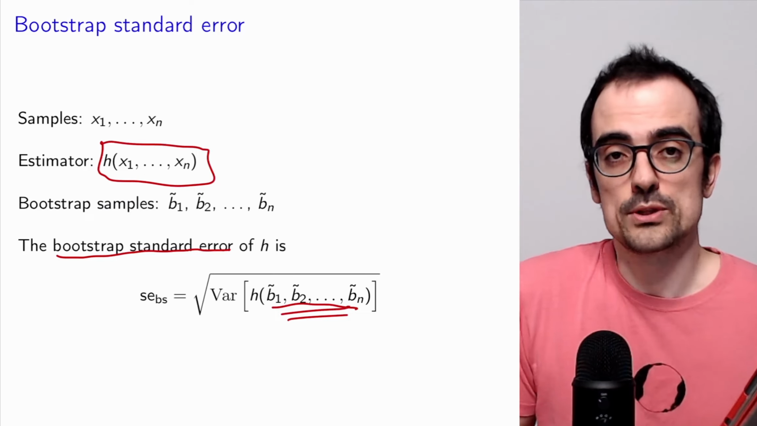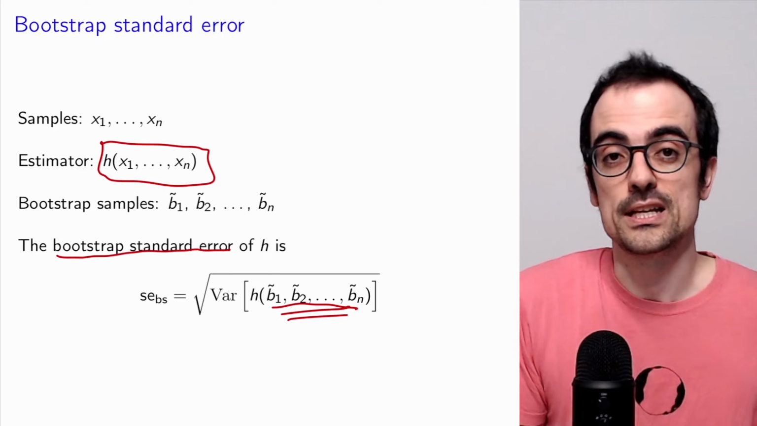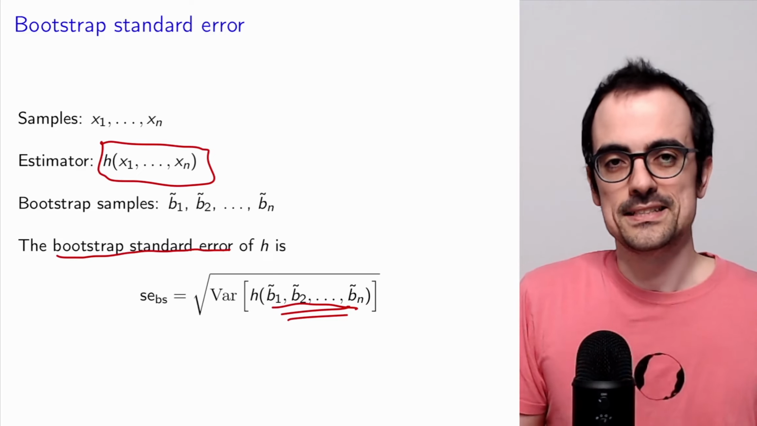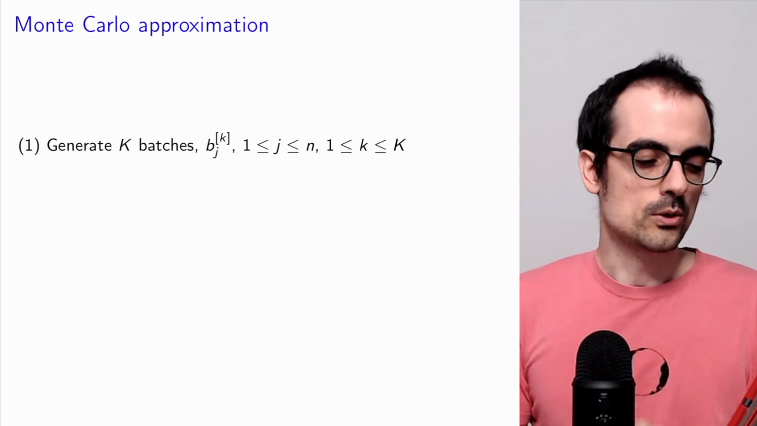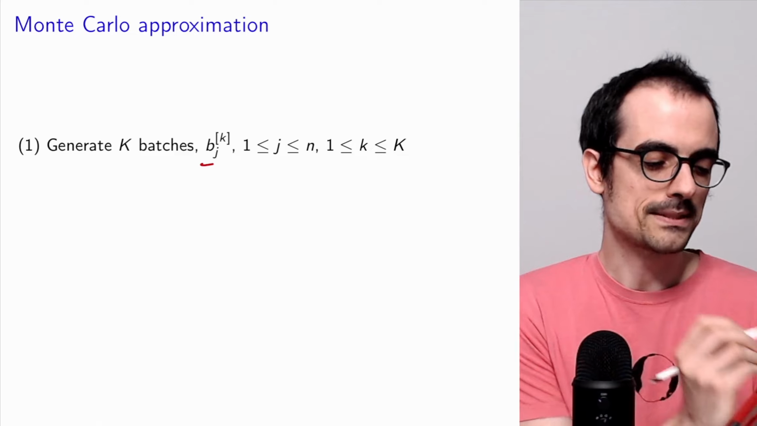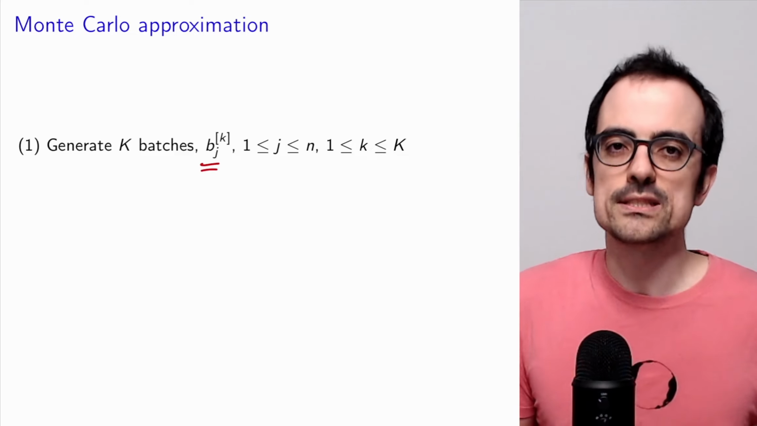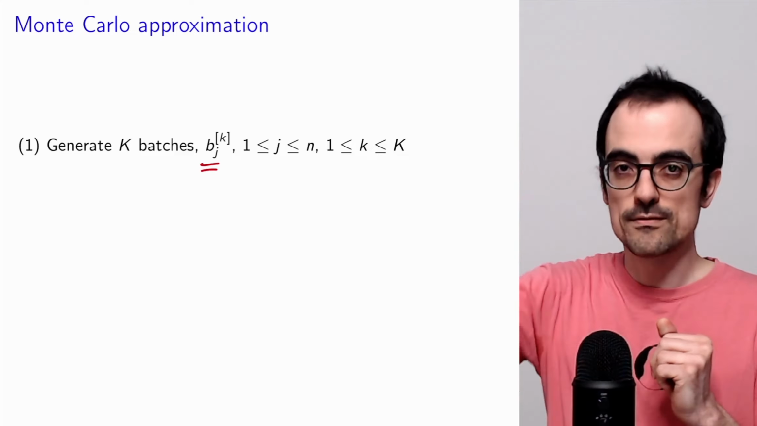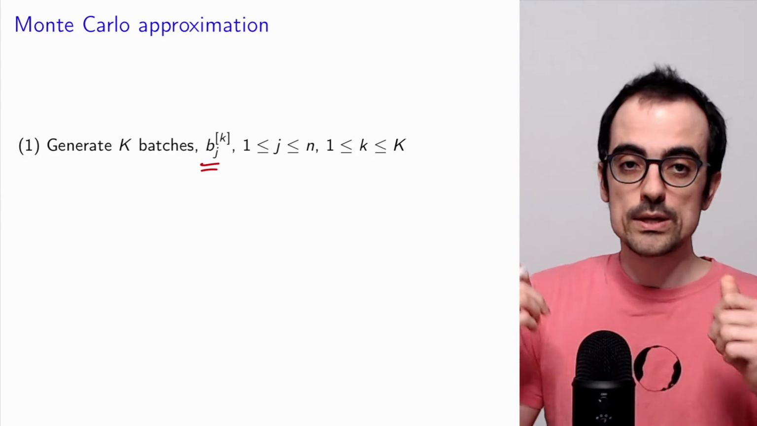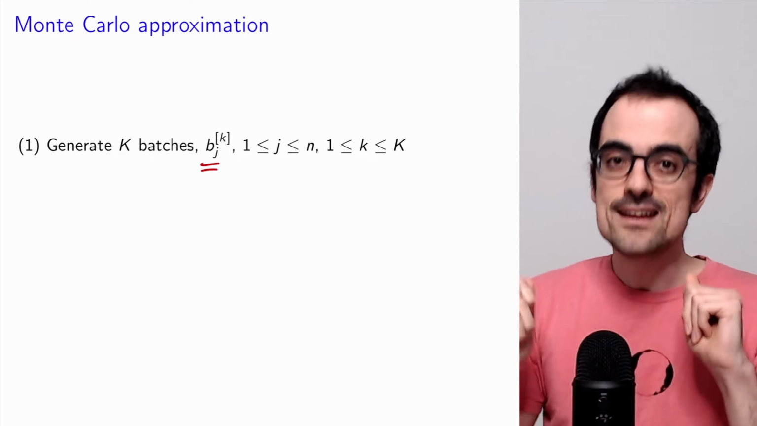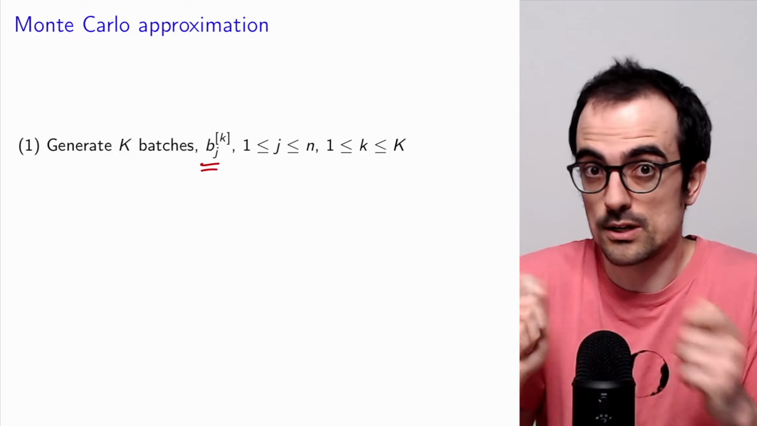Of course, in order to compute this standard deviation computationally, we're going to have to approximate it, typically using the Monte Carlo method. And I think this will clarify even more what we're actually doing when we're computing the bootstrap standard error. So what do we do? We generate batches of bootstrap samples. These bootstrap samples are generated by picking independently and uniformly at random from our dataset of n samples. We do this for each batch. We pick n samples at random. So in particular, we're going to repeat some of them.